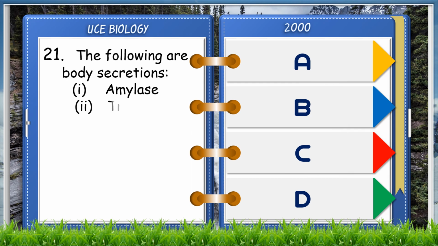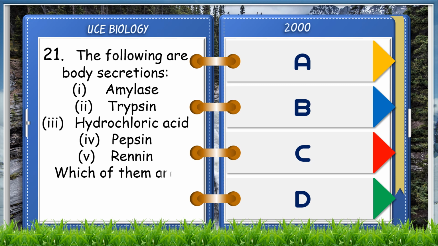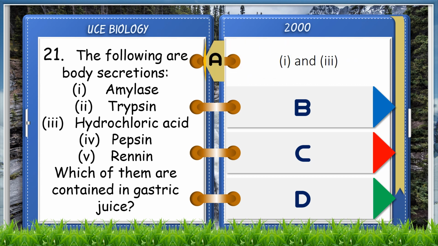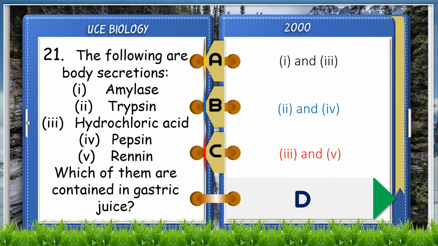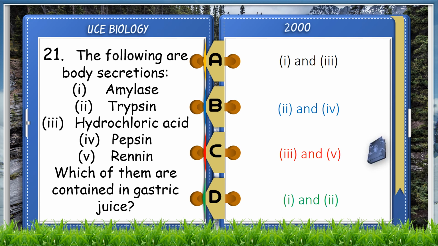The following are body secretions. 1. Amylase. 2. Trypsin. 3. Hydrochloric acid. 4. Pepsin. 5. Renin. Which of them are contained in gastric juice? A. 1 and 3. B. 2 and 4. C. 3 and 5. D. 1 and 2. The answer is C. 3 and 5.